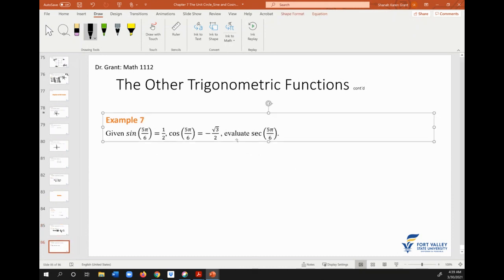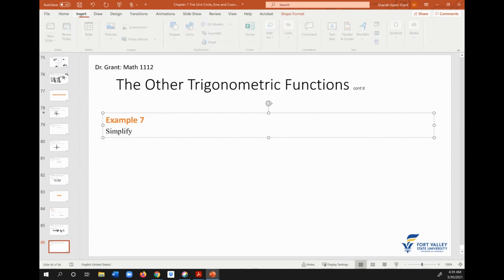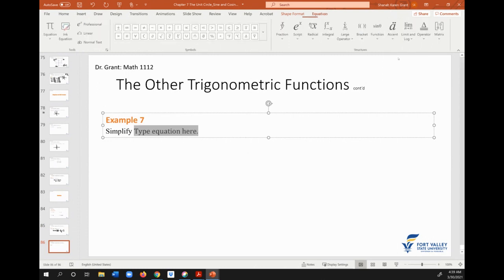Okay, so for example 7, I'm going to change this example to something a little bit more challenging. So let's say we're asked to simplify secant of t divided by tan of t. Because sometimes we're asked to simplify trig functions, and it makes the whole difference if you know your identities.